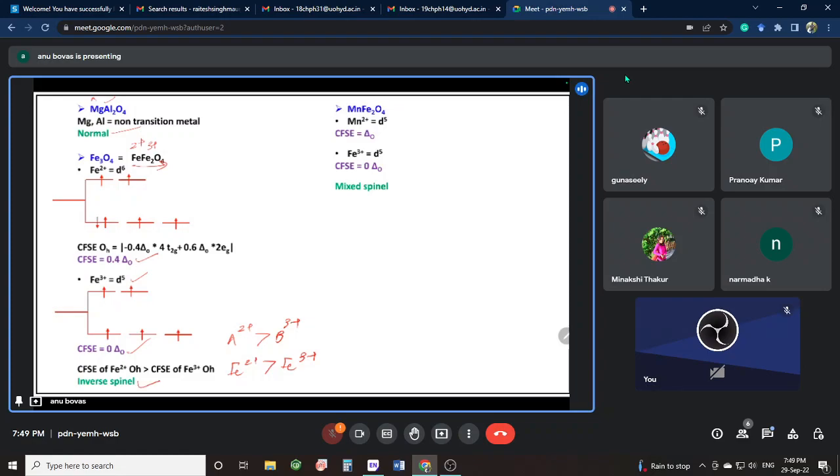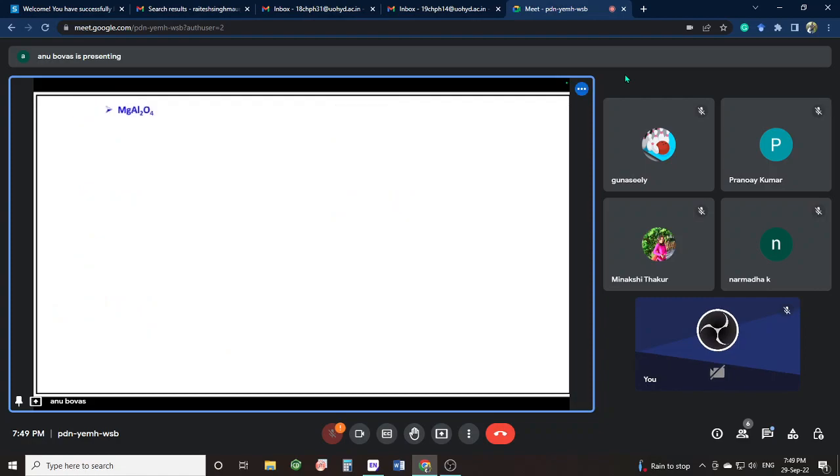And in some cases both metals have the same CFSE. In that case, how will you know whether it is a normal spinel or an inverse spinel? In most cases, it will be a mixed spinel if both CFSE are 0. There are some exceptions that I will let you know through the class, but in most cases it will be a mixed spinel.